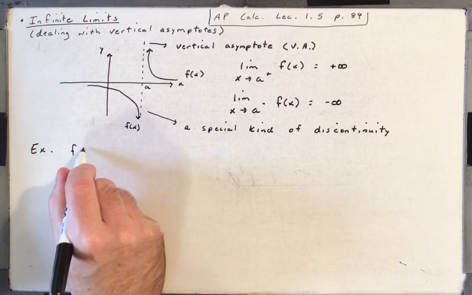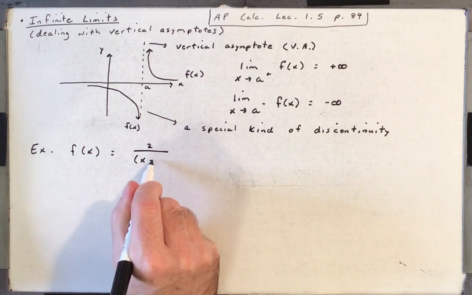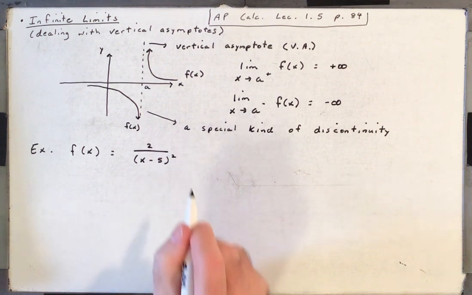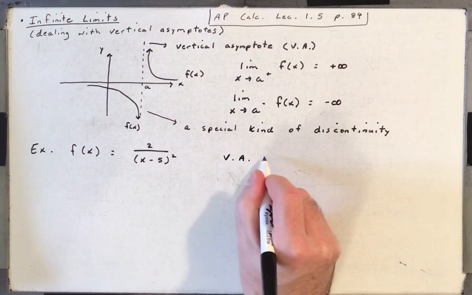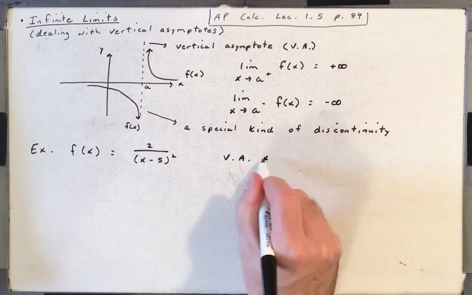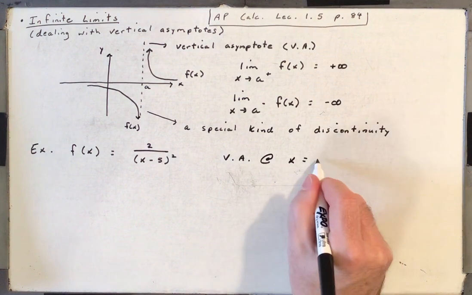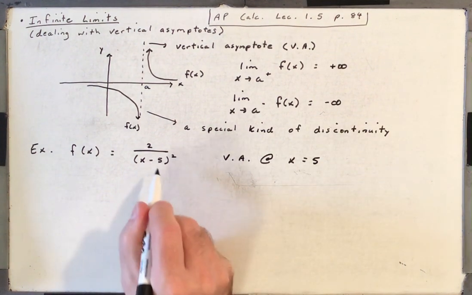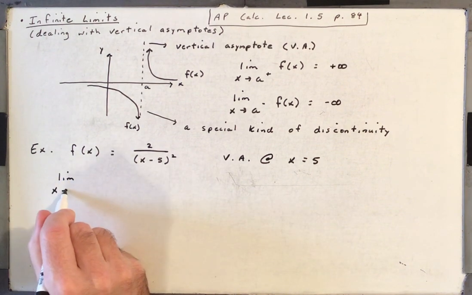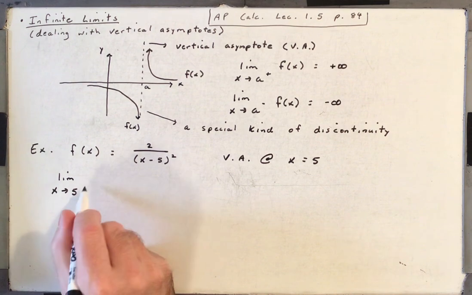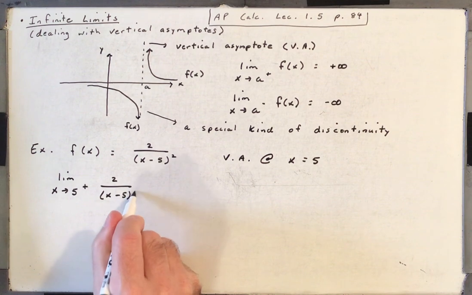Let's say we have f of x is equal to 2 over (x minus 5) all squared. Okay, so where are we going to have a vertical asymptote? All right, that would be at x equals what? x equals 5, because you plug in a 5, that's going to be 0 on the bottom. So let's take the limit as x approaches 5 from the right of 2 over (x minus 5) all squared.